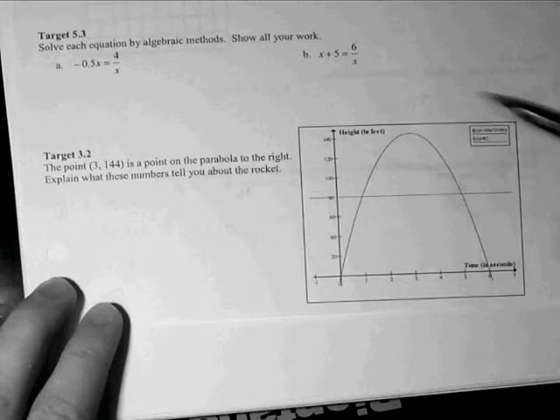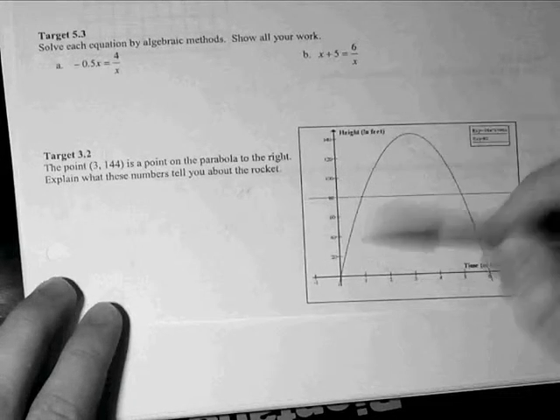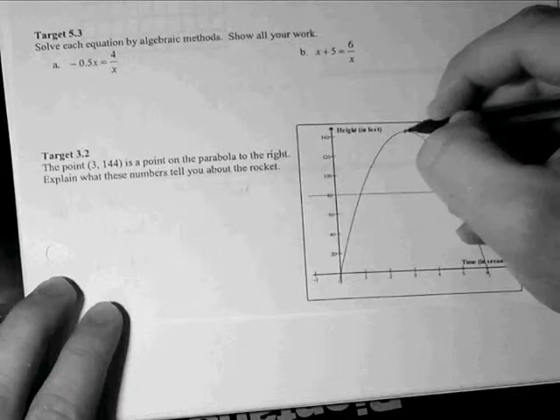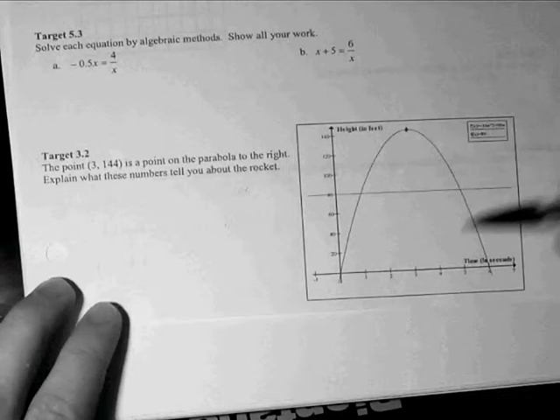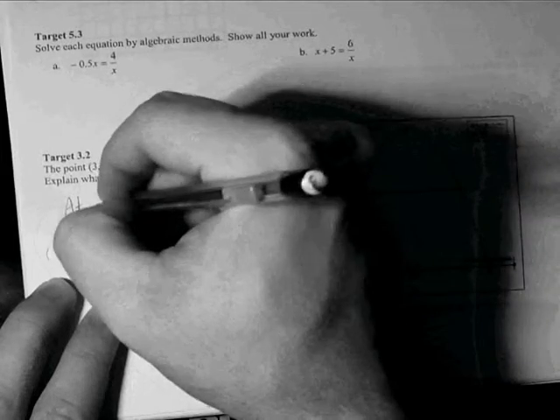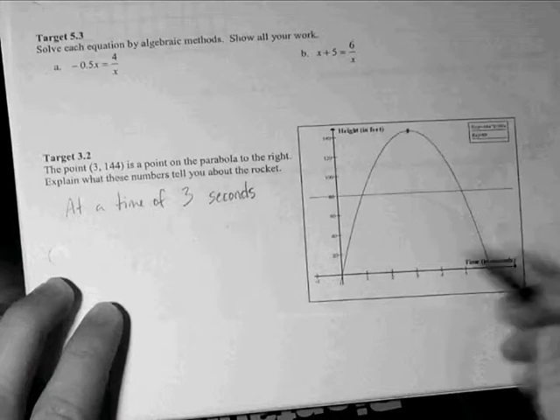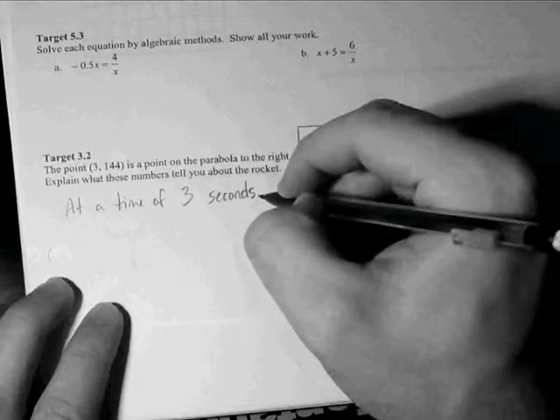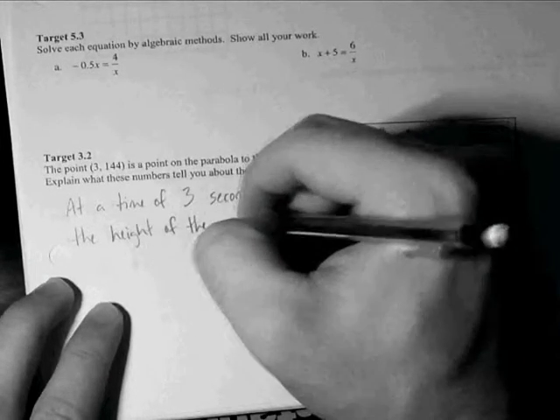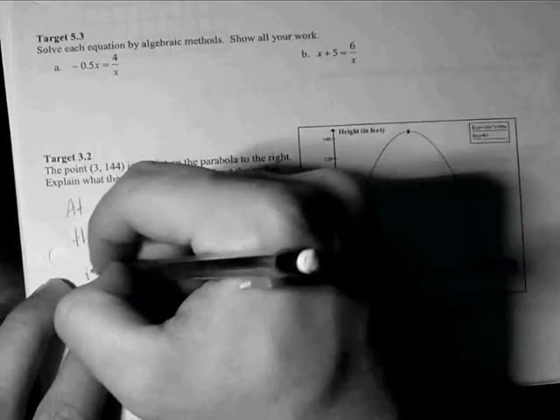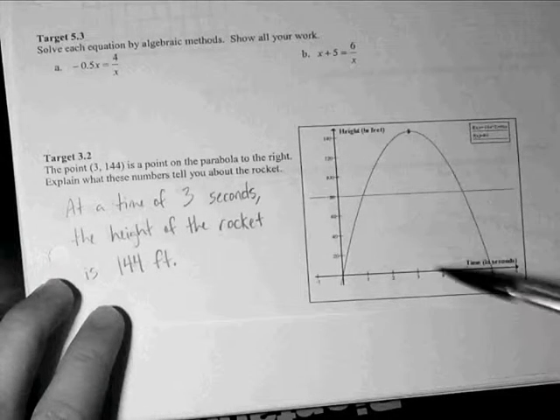So what does the point (3, 144) actually tell us? Well, those are the coordinates for some point on this curve, and if we go to (3, 144), that's talking about this point way up here. Okay, so what that point actually means is the x-coordinate is the time. So at a time of 3 seconds, what we see is that the y-coordinate is 144, which means the height of the rocket is in turn 144 feet.